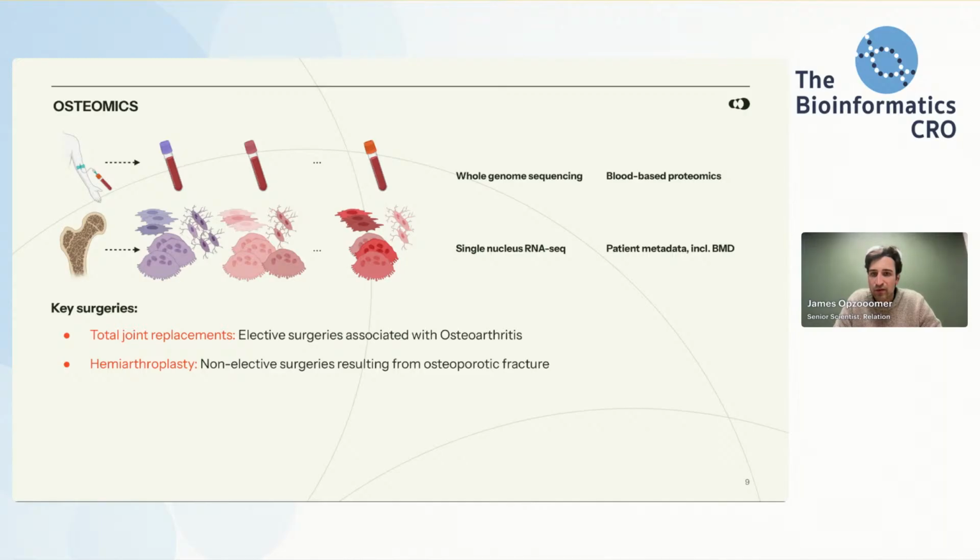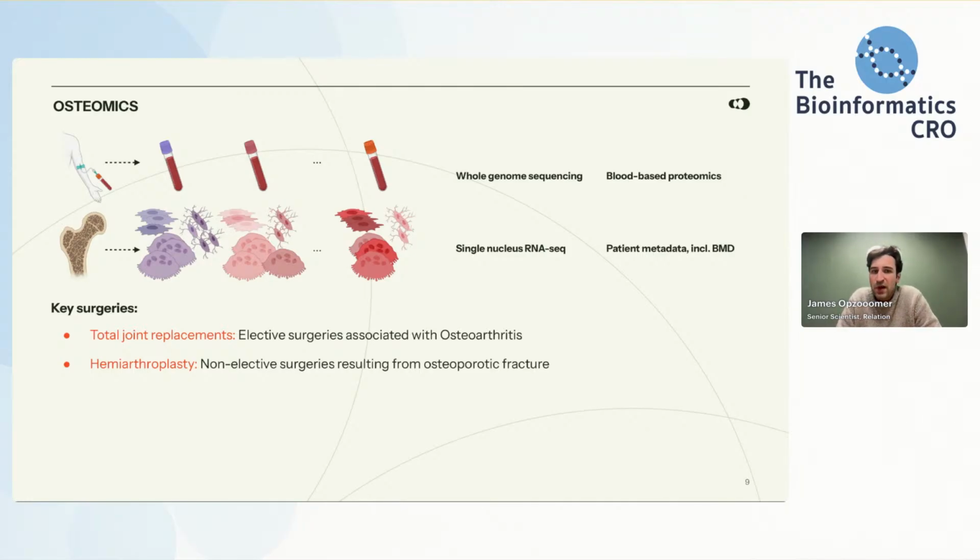So as an example of the type of primary patient data that we collect, I just wanted to show a case study of osteomics. This is our flagship observational clinical study focused on osteoporosis and bone disease. In this study, we partner with orthopedic surgeons across London to collect human bone waste from key surgeries. So these are total joint replacements, elective surgeries associated with osteoarthritis, and hemiarthroplasty. So these are non-elective surgeries resulting from osteoporotic fracture, really the end stage of osteoporosis.